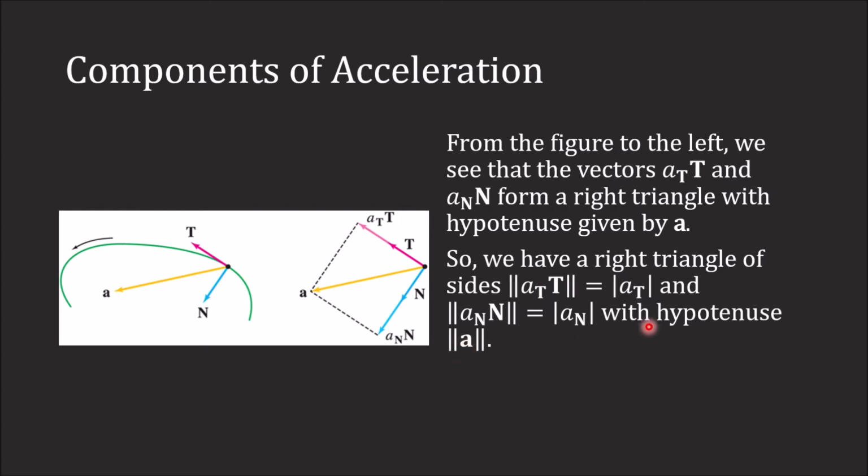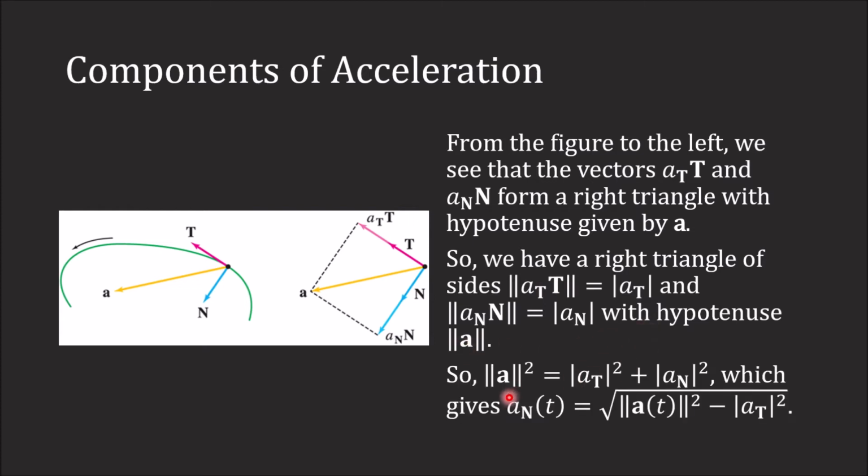So using Pythagorean theorem, the magnitude of A squared would be the absolute value of A sub t squared plus the absolute value of A sub n squared. And this gives the normal component of acceleration is the square root of the magnitude of acceleration squared minus the absolute value of the tangential component squared.